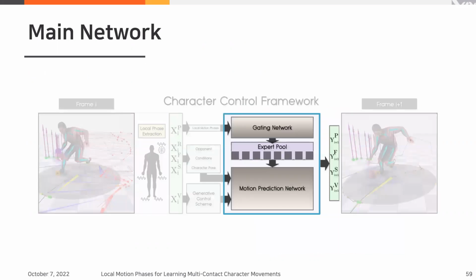After the local phases are computed, they are fed into the gating network, which computes the blending coefficients of the experts. The network architecture of these two networks was not explicitly mentioned in the paper, and I guess both networks are simply composed of 3 layers as in previous studies. Anyway, after the blending coefficients are computed from the gating network, they are fed into the prediction network, and then this prediction network receives the current state of the character as input and generates the pose for the next frame.